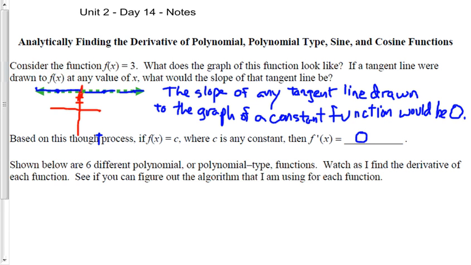So next, on page 1 we have a chart, and we have 6 different polynomial or polynomial type functions. I'm going to find the derivative of each function, and we're going to see if we can figure out what the algorithm is that I use in finding each derivative. So we've talked about it a little bit, but let's see if we can figure it out.